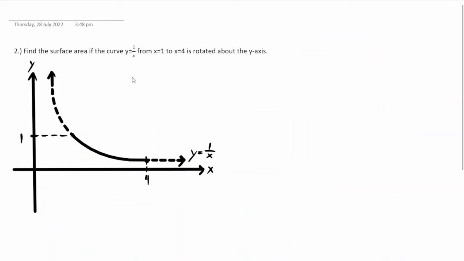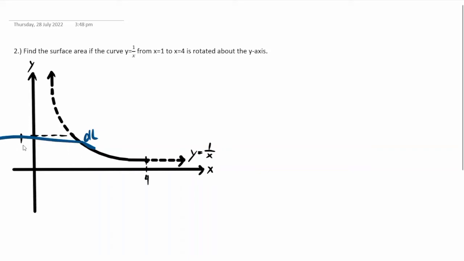We have number 2, find the surface area if the curve y equals 1 over x from x equals 1 to x equals 4 is rotated about the y-axis. Now, this is similar to the example I've given earlier. So in this case, we are going to be using our dy strip. So first, make a strip here. This is our dl.